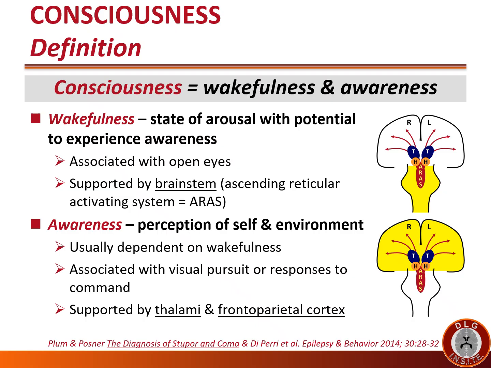Consciousness has two components: wakefulness and awareness. Wakefulness is the state of arousal with potential to experience awareness and is associated with open eyes. It is supported by the brainstem, and specifically within the brainstem, the ascending reticular activating system, or ARAS. Awareness is perception of self and environment. It is dependent on wakefulness. One cannot be aware if one is not awake. And it is associated with visual pursuit or responses to command. And it is supported by the thalami and the frontoparietal cortex bilaterally.